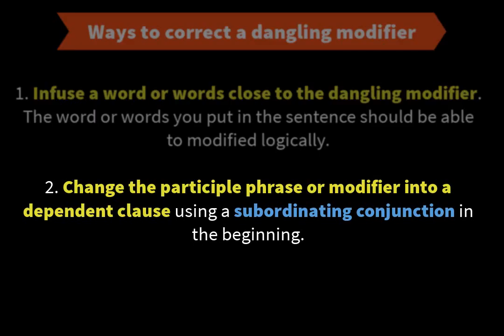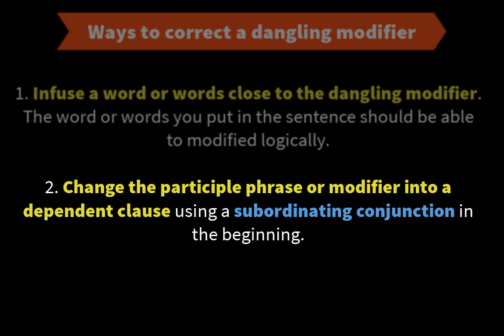You have to change the participle phrase into a dependent clause starting with a subordinating conjunction. What do you guys have to do? You have to change the participle phrase into a dependent clause starting with a subordinating conjunction. All right, let's do it.